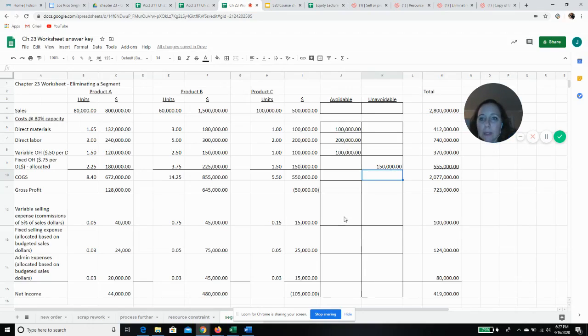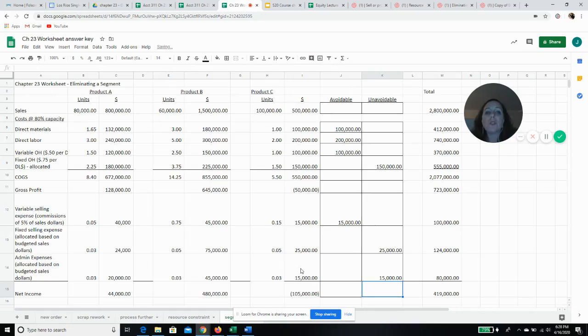All right, so then going down, our variable selling. If we're not selling it, we're certainly not paying any commissions, so that's avoidable. But our fixed selling, this might be more like a sales manager who oversees all of the sales team for products A, B, and C. So that person's salary would be unavoidable. And our admin expenses, that's our allocated share of the accountants, the lawyers, the HR people, the CEO, and that is unavoidable. We're still going to have to pay that.